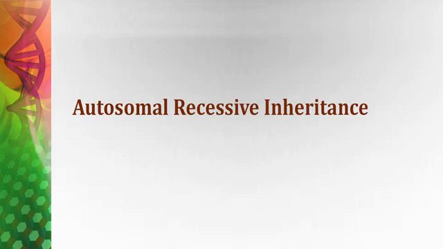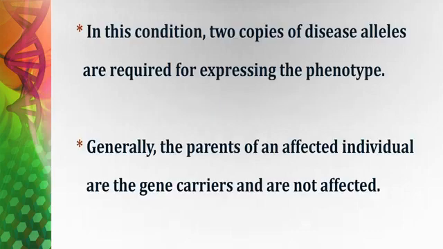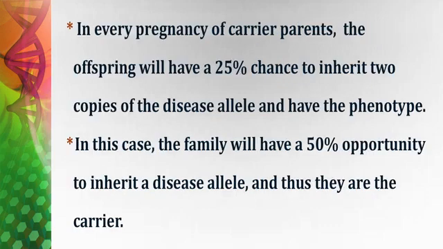Now, let us understand the patterns of autosomal recessive inheritance. In this condition, 2 copies of disease alleles are required for expressing the phenotype. Generally, the parents of an affected individual are gene carriers and are not affected. In every pregnancy of carrier parents, the offspring will have a 25% chance to inherit 2 copies of the disease allele and have the phenotype.